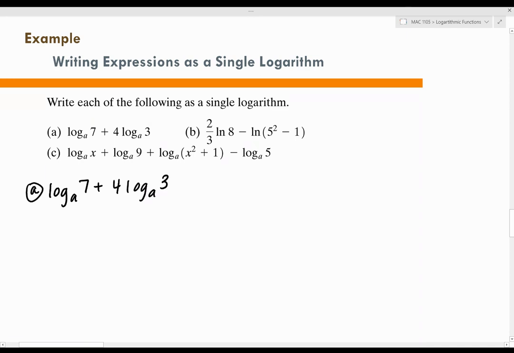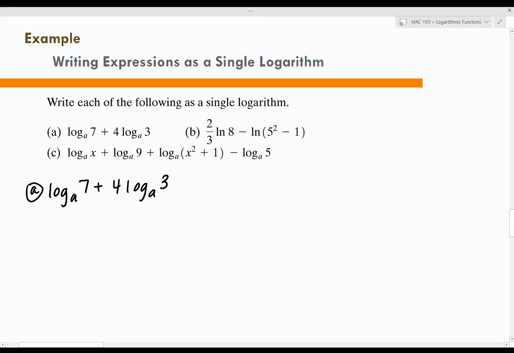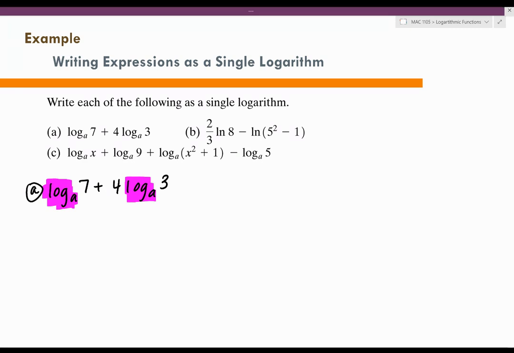All right, so if you are asked to combine these as a single log, the first thing that you need to do is make sure that you have the same log and they have the same base. If they do not, you cannot try to simplify this problem. The bases and the logs have to be the same. So as I'm looking at this problem, I have log base A, and in the second one, I have log base A. So I'm fine. They have the same log raised to the same base, so I can use the properties, okay?